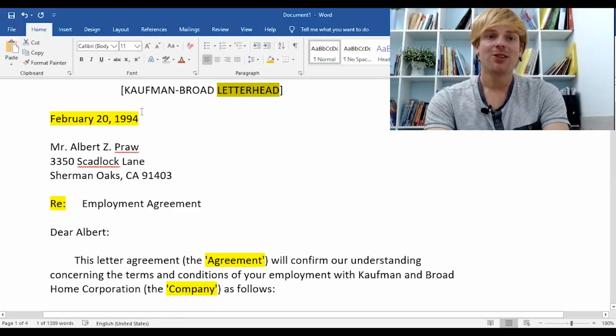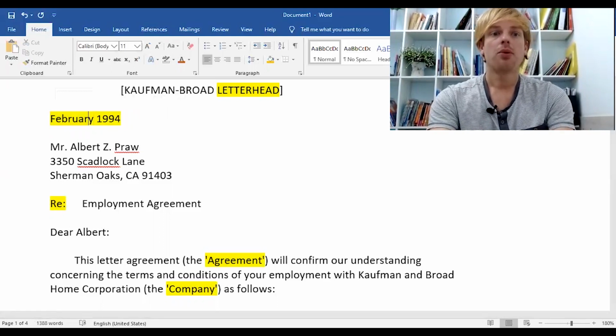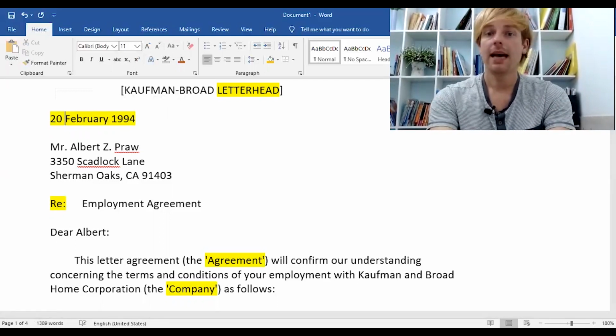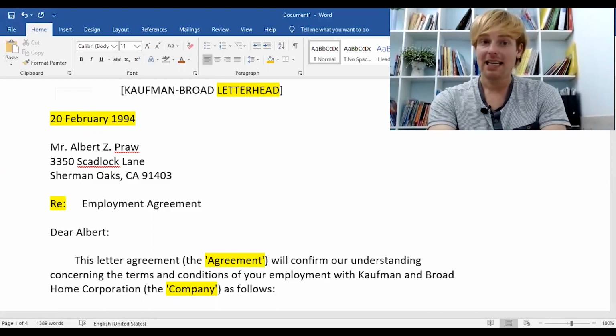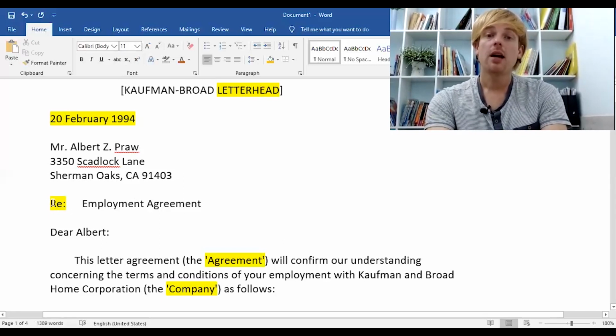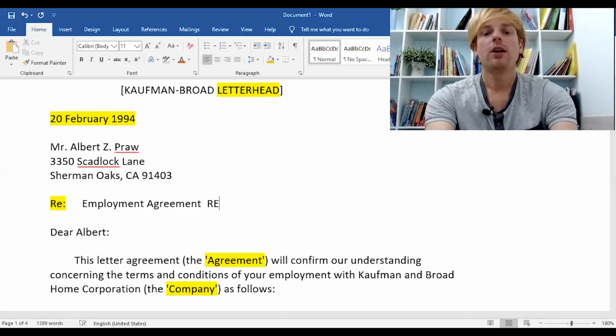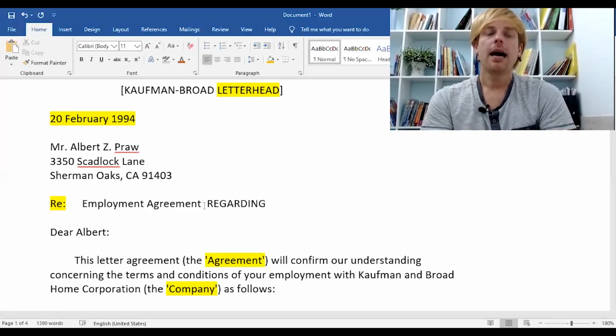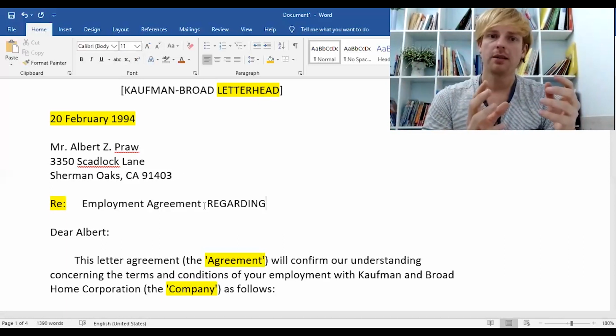The second thing I wanted you to look at is the dates. How you write dates in American English is like this, or British English, like that. So make sure you write dates in the correct order, depending on the country. All right, next we have an abbreviation. You see it a lot in emails. It's RE. RE is short for regarding. Regarding means about. Okay, this is about the employment agreement.